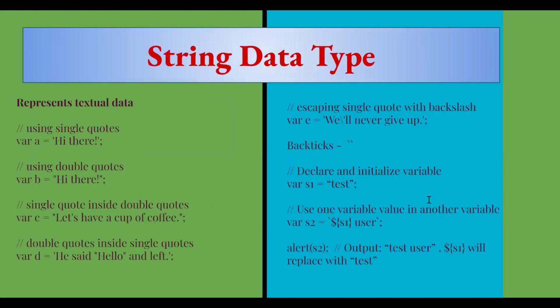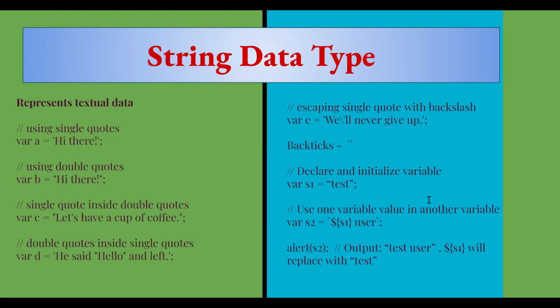String. The string data type is used to represent textual data, that is, a sequence of characters. Strings are created using single or double quotes surrounding one or more characters. Here are a few examples of string variables. First, A has a string with single quotes. Second, variable B has a string with double quotes.